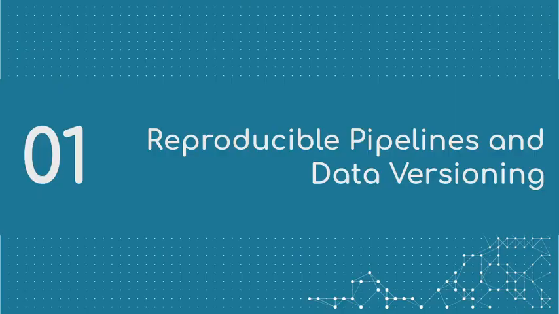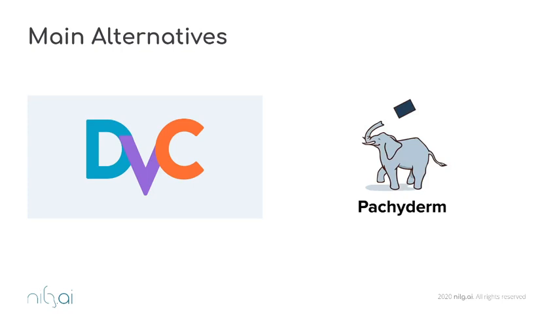So let's talk about reproducible pipelines and data versioning. This is extremely relevant, especially in the industry. It's important to be able to reproduce the pipelines of our models, of our data, and keep track of everything in between in different kinds of models, production models, development models. So it's important to have a tool that takes care of this. There are two main tools. There are other ones, but I think these two are the main ones: DVC and Pachyderm.